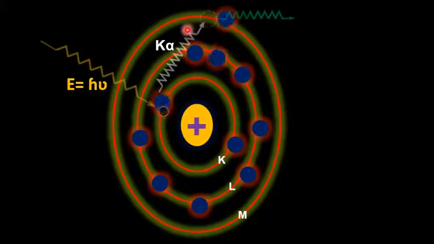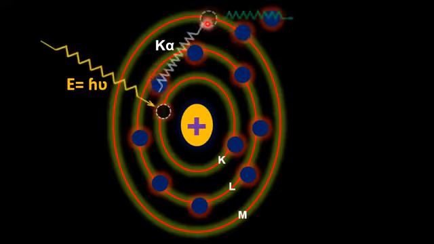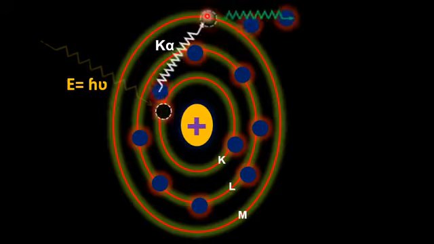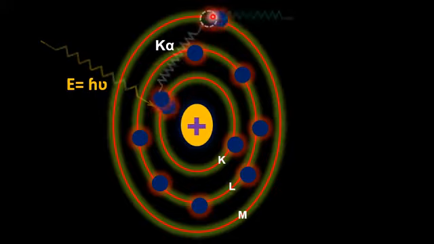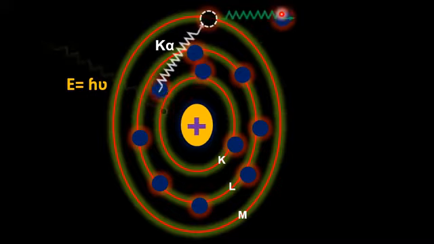If the energy of the K alpha X-rays is higher, it will eject an electron which is present at a higher energy level, and this ejected electron will be an Auger electron, and the process will be the Auger process.